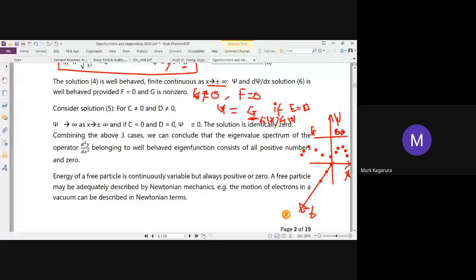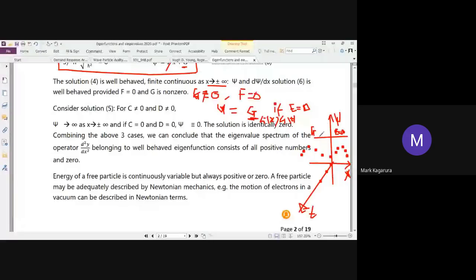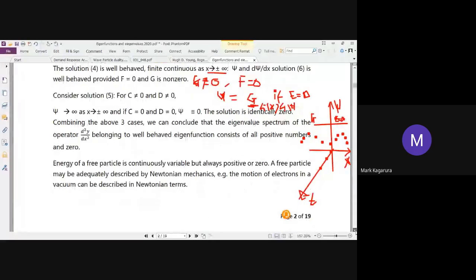Then with that, the two solutions are: for energy equal to 0, that top line, and then those dots represent when E is non-zero, where you just have that sinusoid.